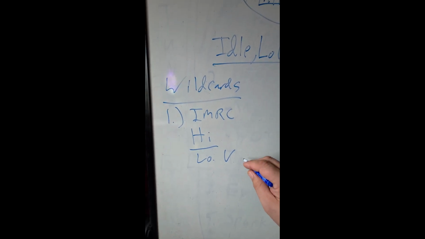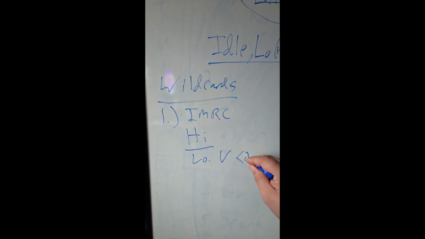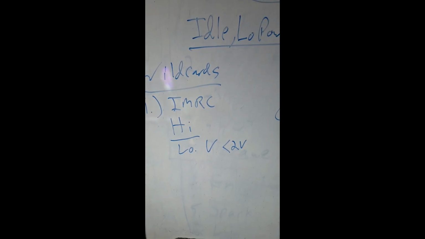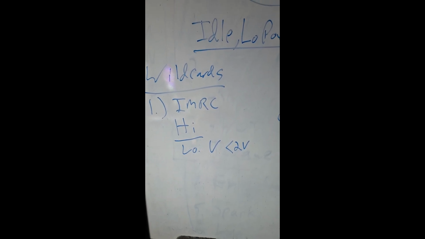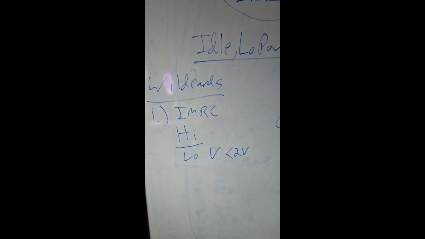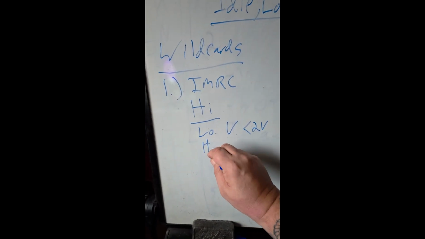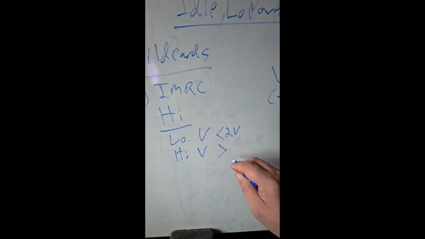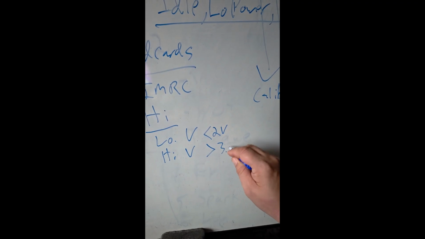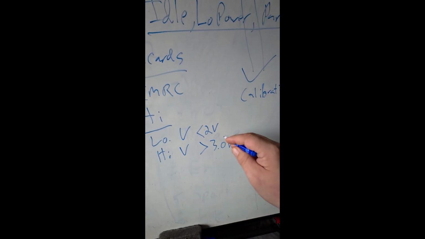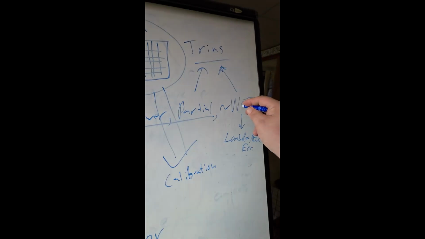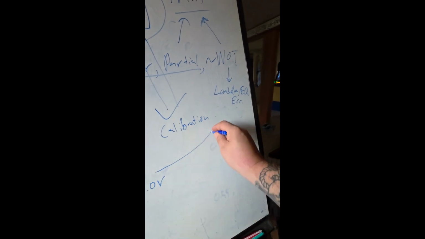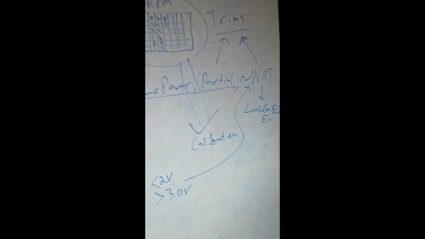And you will see that under 2 volts in that low state, the IMRC is open, and it behaves differently than in a high state where the voltage is greater than 3.0 volts. The high state corresponds to wide open.